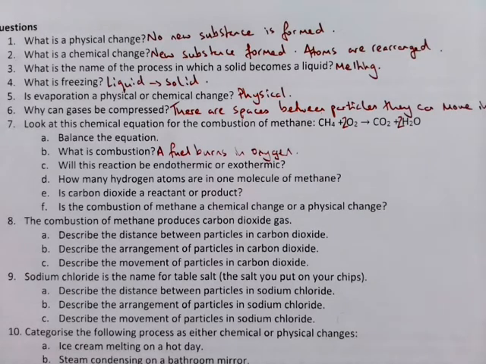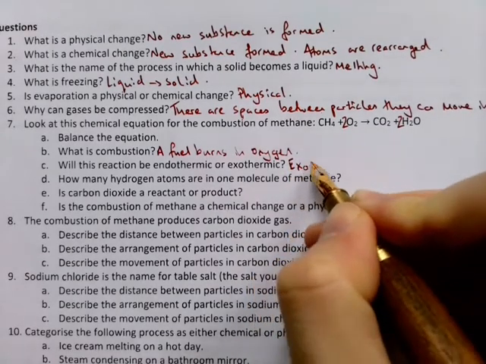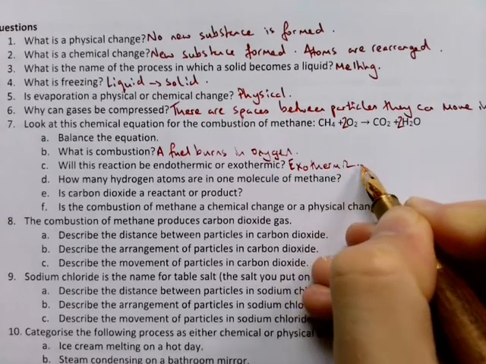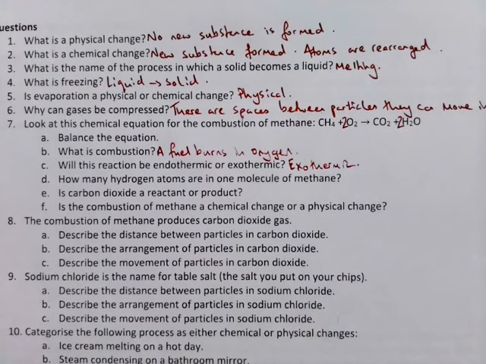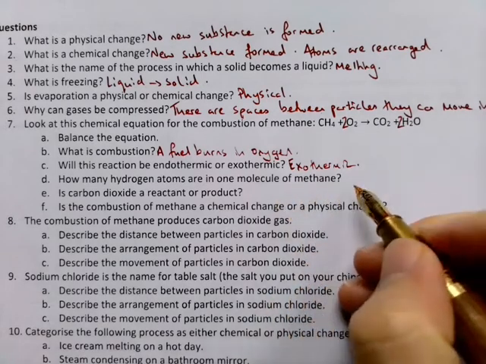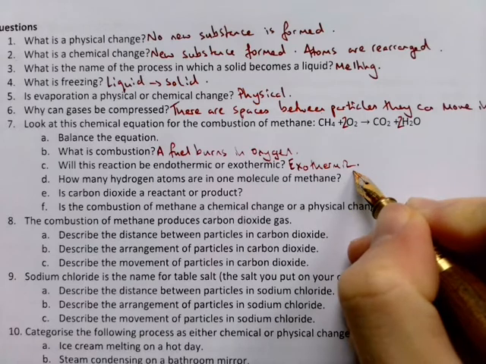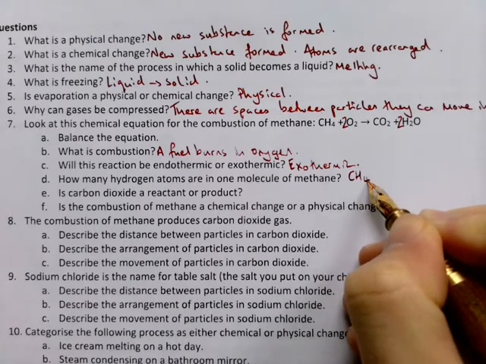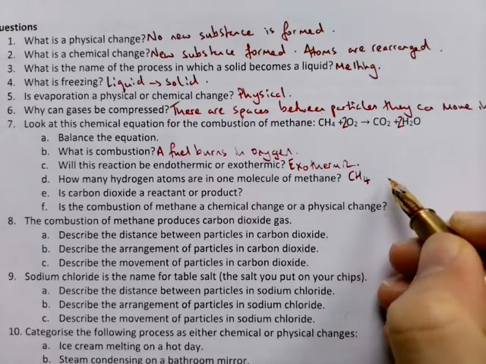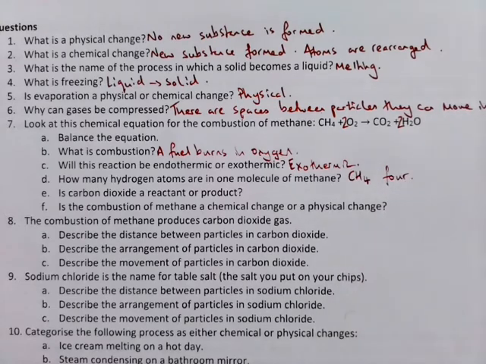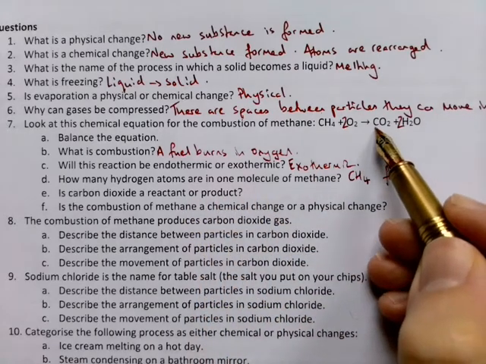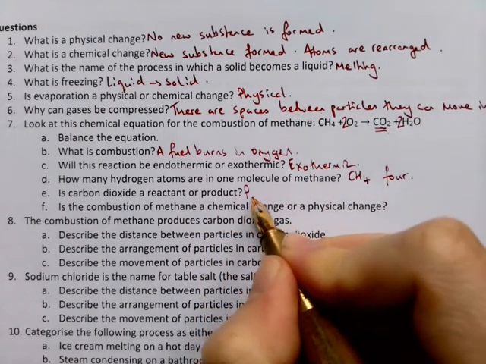Will this reaction be exothermic or endothermic? Exothermic. Most of you managed to quickly identify that as exothermic because it's combustion, so it's going to warm you up, and a reaction that gives off energy is an exothermic reaction. How many hydrogen atoms are in one molecule of methane? So one molecule of methane is CH4. Now the little 4 after the H tells me that there are 4 atoms of hydrogen. Is carbon dioxide a reactant or a product? Carbon dioxide is over here, so it is a product.